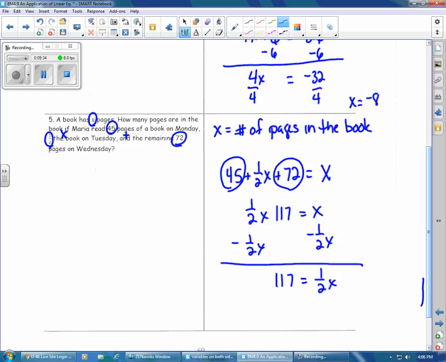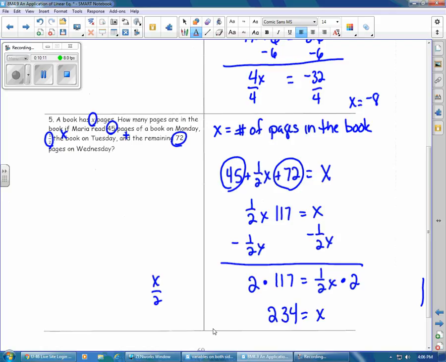Now, this is 1/2 times X, or the other way to show it, I said before, was X divided by 2. So the way that you're going to undo that, the way that you divide by a fraction is by multiplying by the reciprocal. So whether you showed it as X divided by 2 or 1/2 X, you're going to be multiplying both sides of this equation by 2, and you'll be left with X equals 234. So now you can type a response, or write, I guess. 234 pages in the book.